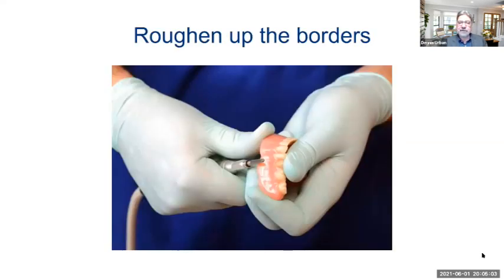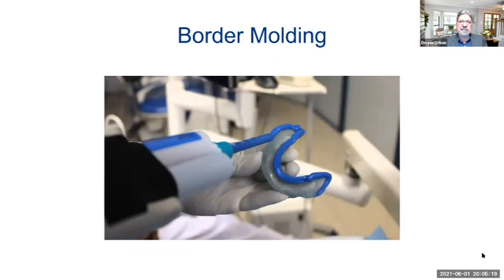Roughen up the borders, because if you look, you're doing an implant overdenture directly to the implant, and we still need to rely on the borders, the tissue, and the attachments for retention. So what we're going to do is roughen up the borders, place adhesive on the borders, and do some border molding. Normally we would add a heavy body or a monophase material around those borders, get a good impression of the musculature, and take it out.